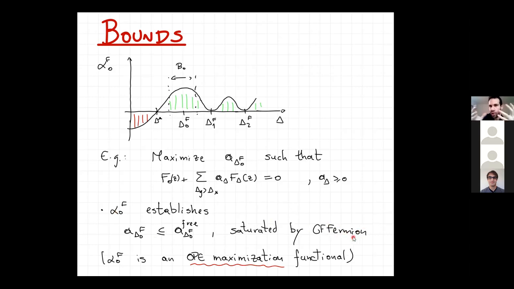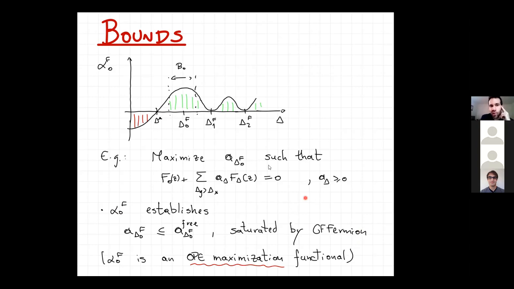So again, we have this logic. We have functionals which are dual to special solutions. These special solutions saturate bounds which are implied by the functional. So there's some circle of ideas that comes out.